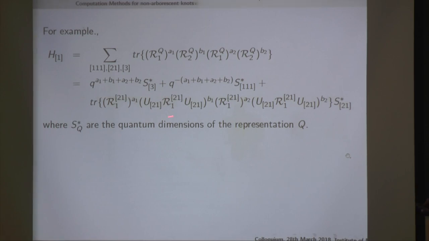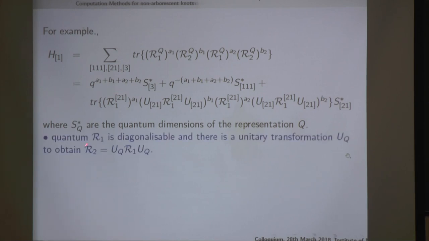And the evaluation of these non-trivial matrices can be done from various approaches, as they had shown us. So R2 in principle is U Q R1 U Q. If you don't have more than one path, then this is all identity matrices. If you have more than one path, then this will be the dimension of the number of paths which are involved.